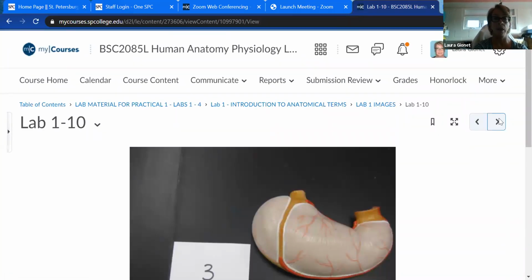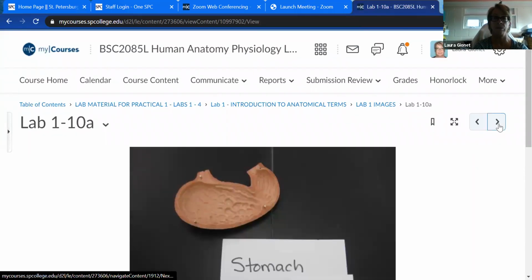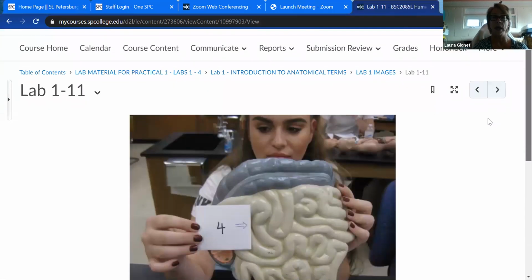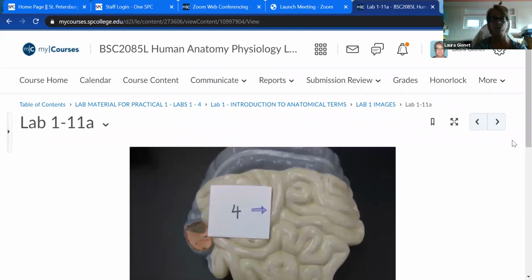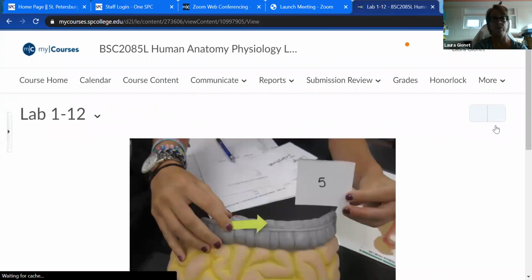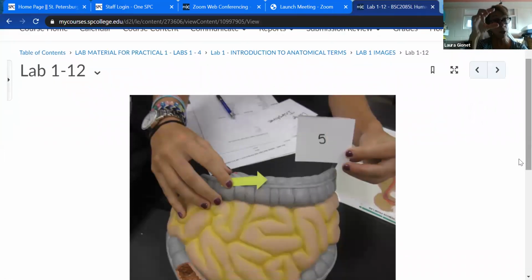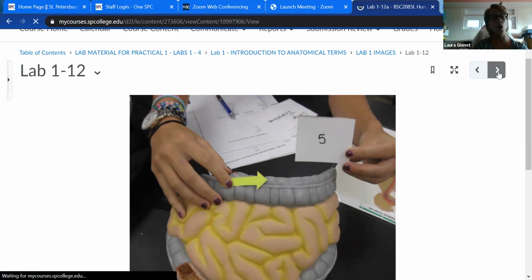Then we have a stomach. We're looking at the inside of the stomach. All right, then we have the narrow kinked tube. That is a small intestine. Larger diameter tube, large intestine. Right, so then you go, okay, large intestine.